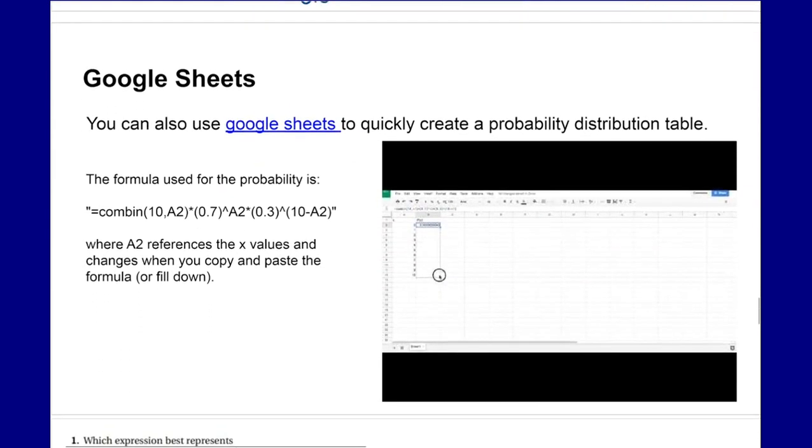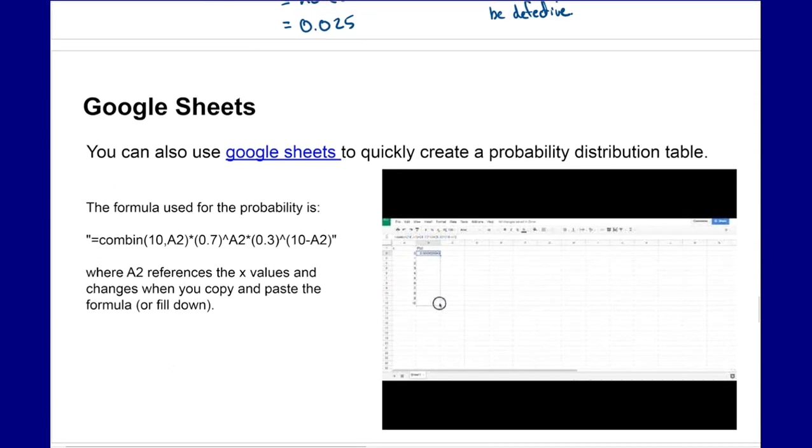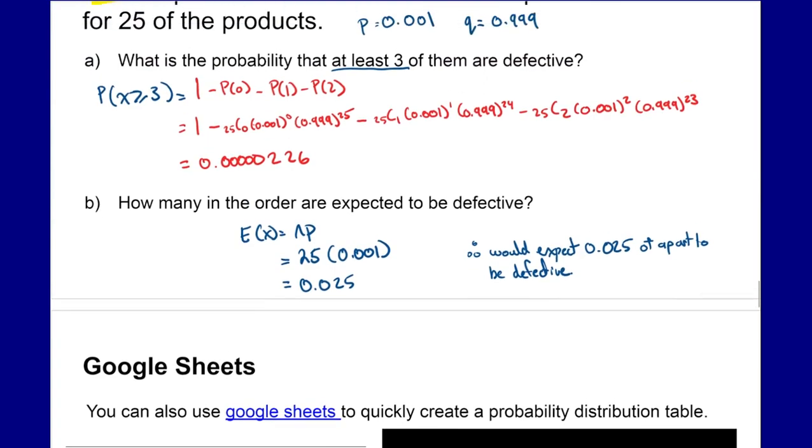Again, we can use Google Sheets to basically do these probability distributions for us as long as we enter in the correct formula. And we can see it down here. We can do combinations, referencing specific cells for our x values or the possible outcomes, and then plugging it into this formula. So there are ways that we can streamline this using Google Sheets if we really wanted to. Or again, we have the old standard pen and paper version that we did together.